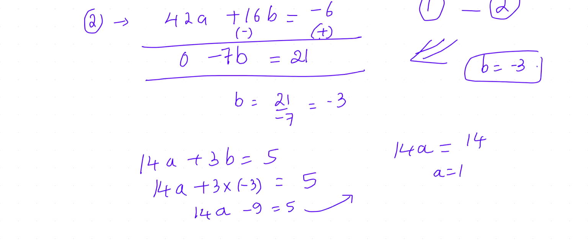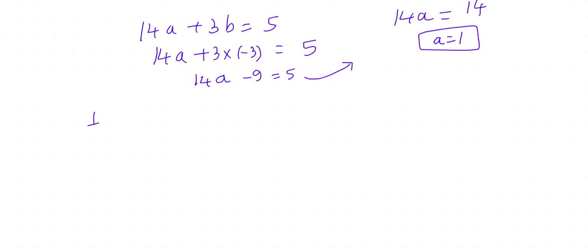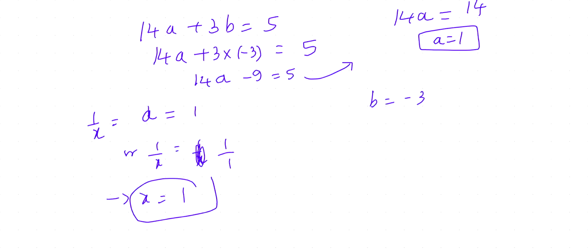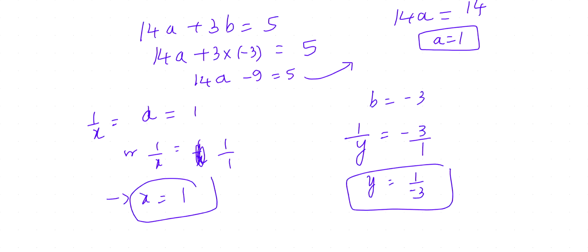If I know b and a, I can now solve. Because 1 by x is a, which is equal to 1. Or 1 by x is 1 by 1. That means x is equal to 1. Similarly, if you look at b is equal to negative 3, so 1 by y is b. So 1 by y is minus 3. We can say minus 3 upon 1. When you take the reciprocal, y is equal to 1 over minus 3. So you get x is equal to 1 and y is equal to minus 1 by 3.